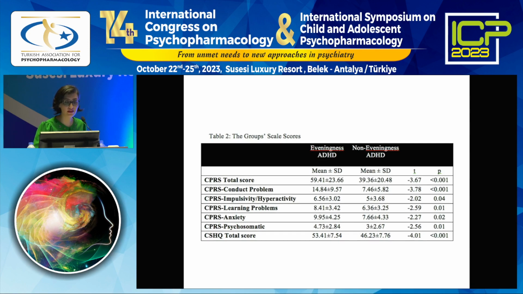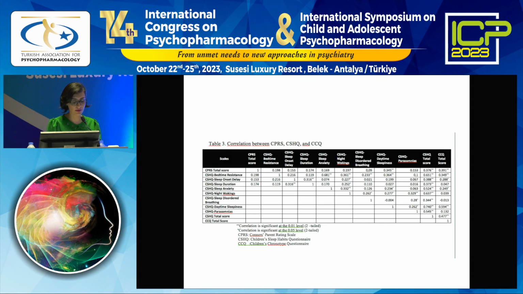So they match in every variable, and morning and evening ADHD was compared, and there are differences in all fields. For instance, ADHD symptom severity is much higher in the eveningness group, and also in impulsivity, hyperactivity, learning problems, anxiety, psychosomatic symptoms, and especially for the 7 and 12 ages group, there are more sleep disorders, and we see that in terms of total score, the eveningness ADHD group is doing worse when compared to the control group.